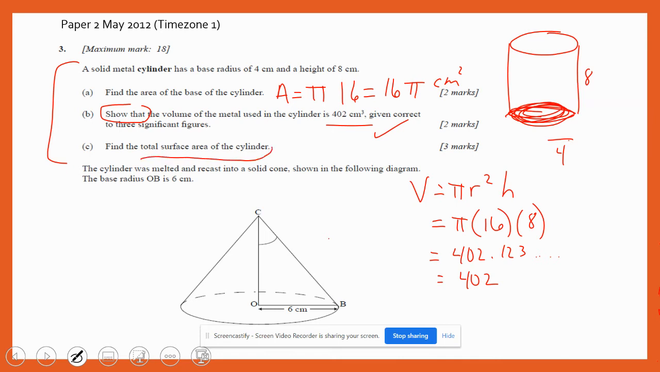Find the total surface area of the cylinder. Well, we found the base, which is 16 pi. So there's 2 of those.